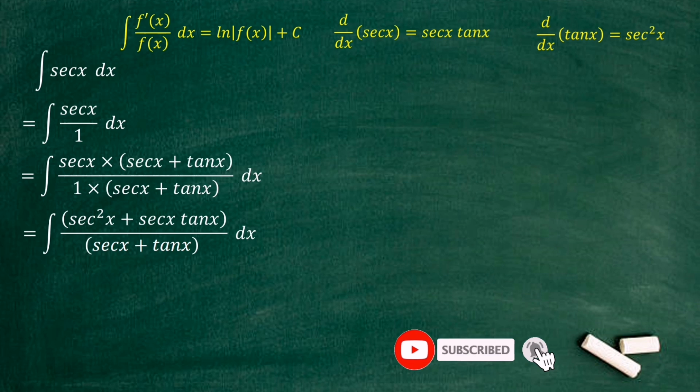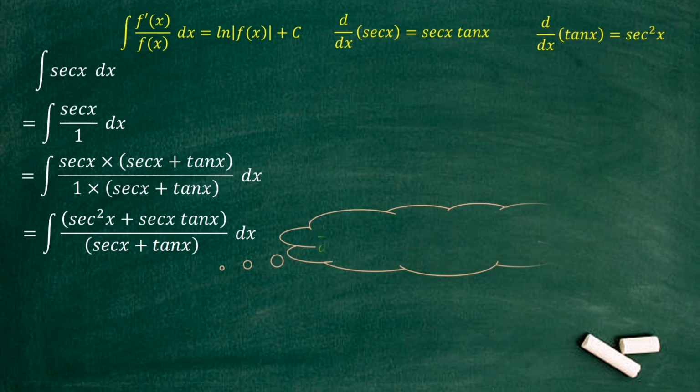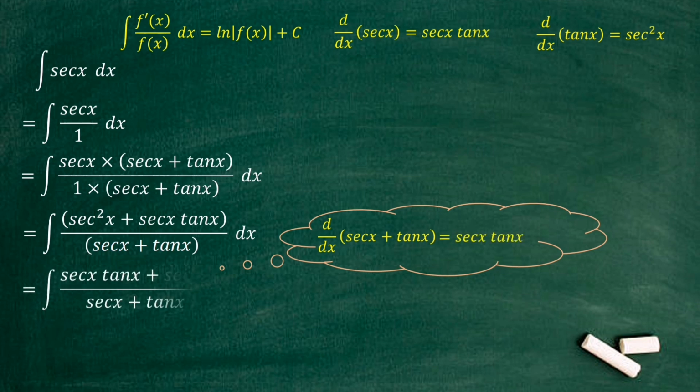Let's consider differentiation of the denominator value. Differentiation of the sec x plus tan x value we can write as differentiation of the sec x value equal sec x times tan x plus differentiation of the tan x value equals sec squared x.